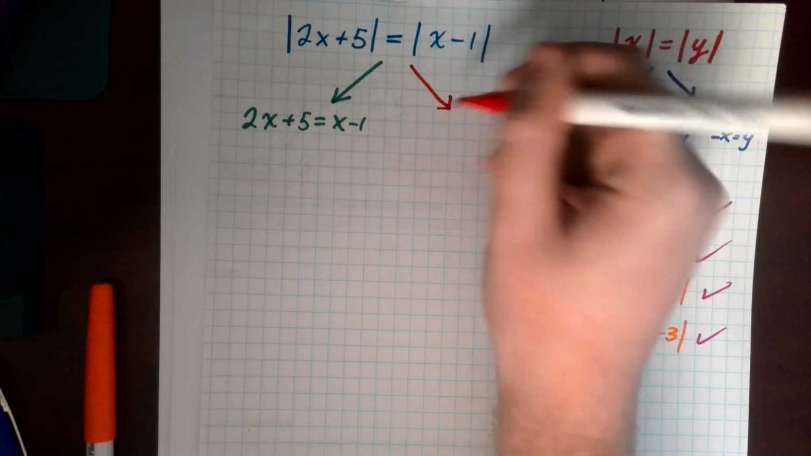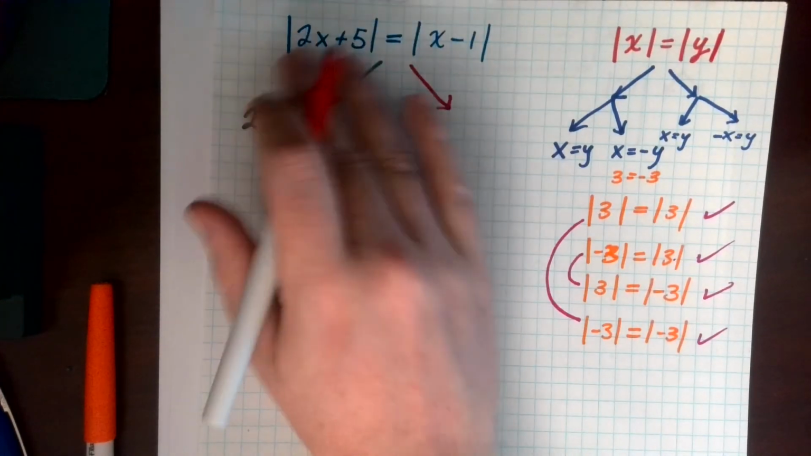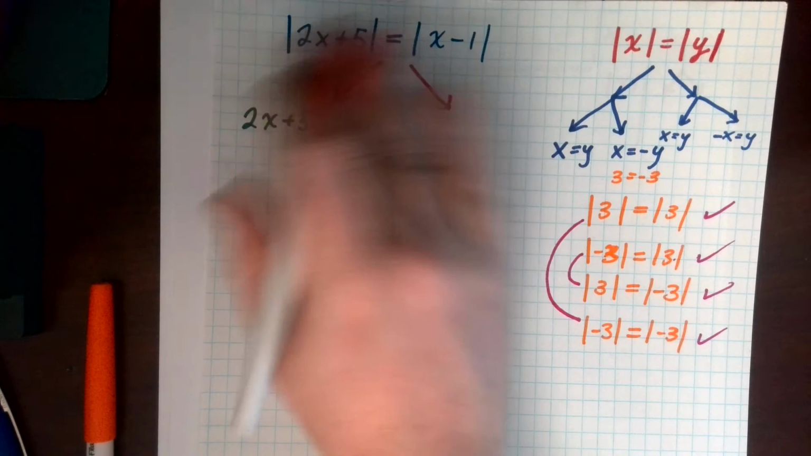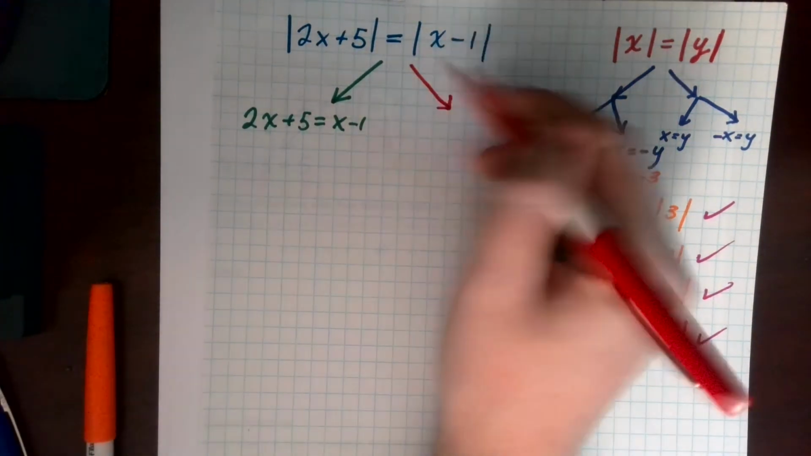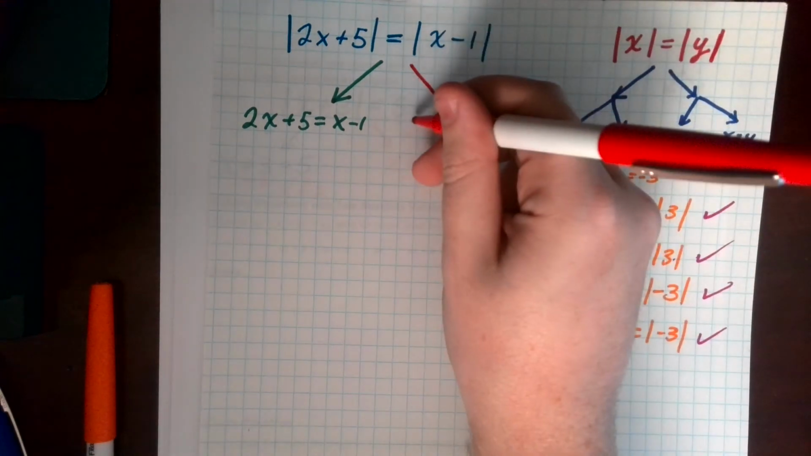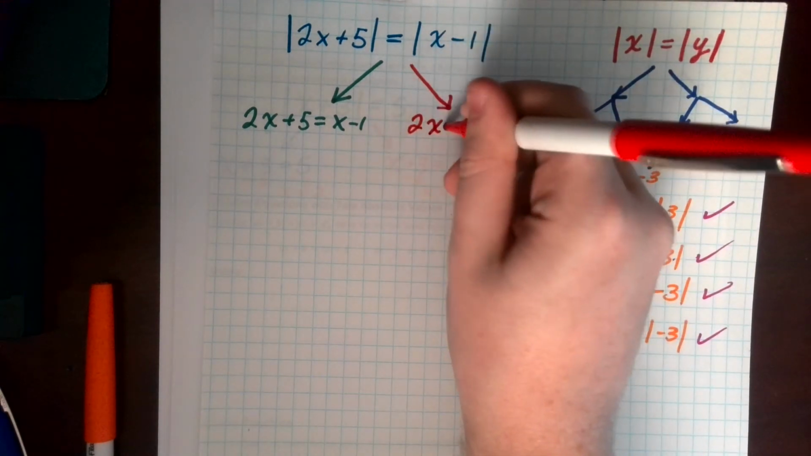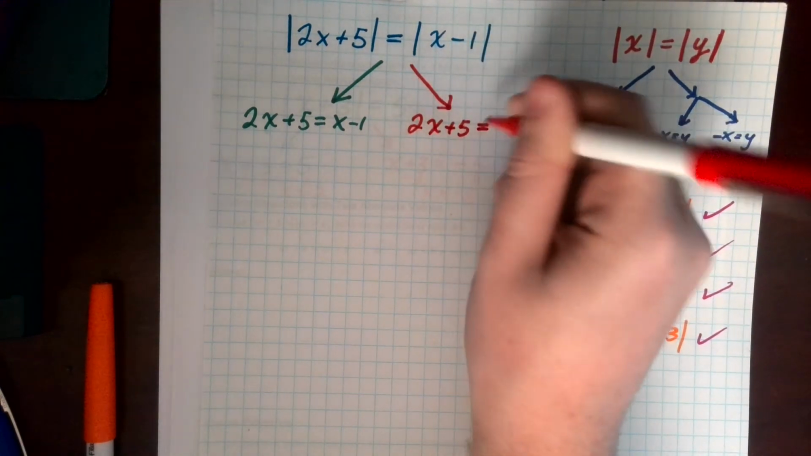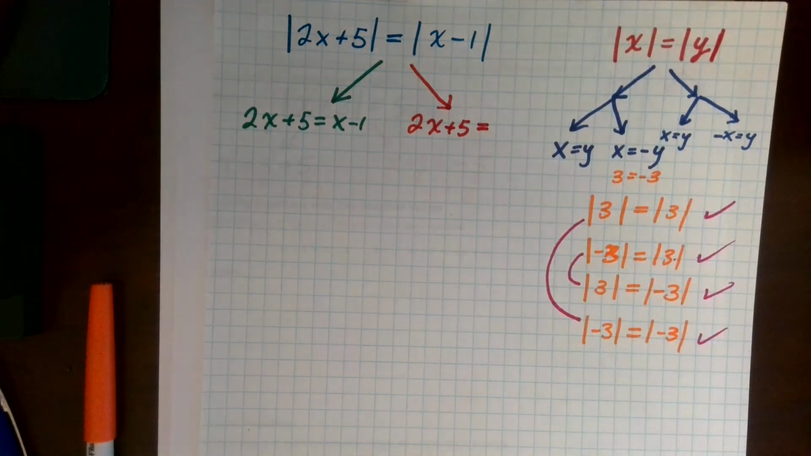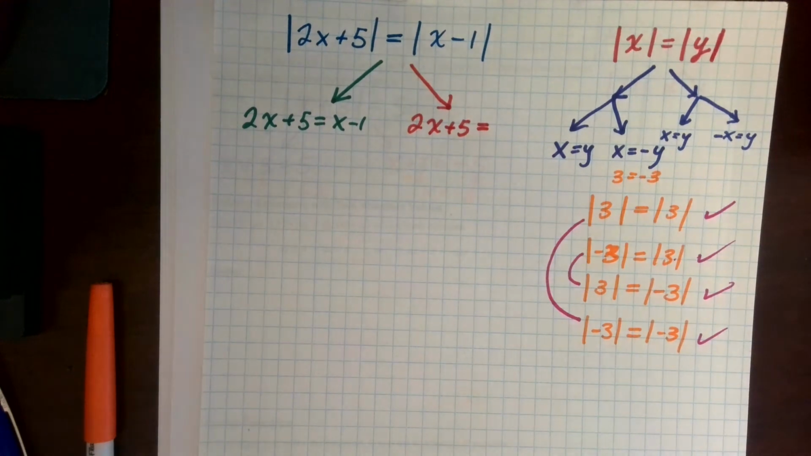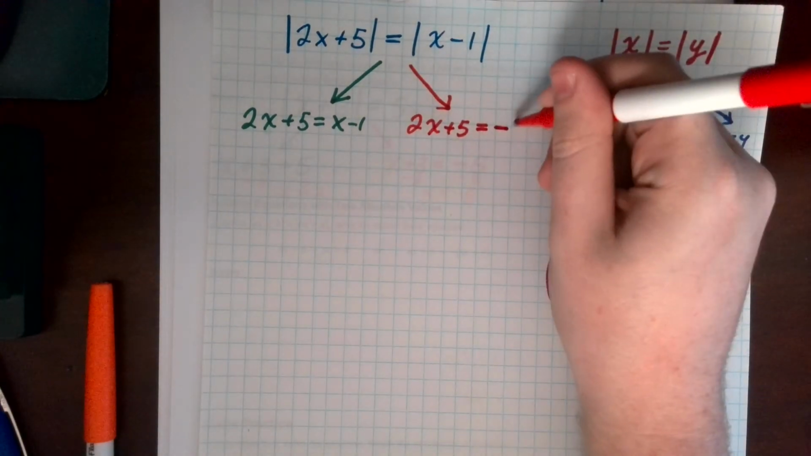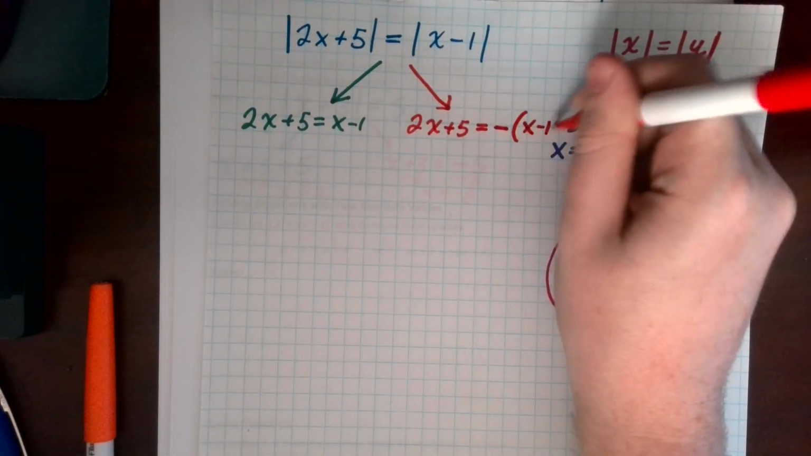Let's make one of these expressions negative and one positive. You can choose which one you want to do, but to keep it looking like the ones we've already done, I'm going to make this x minus 1 part negative. We would have the equation 2x plus 5 equals, now remember I said you have to make the entire right side negative? This is where that comes into play. Negative (x minus 1).